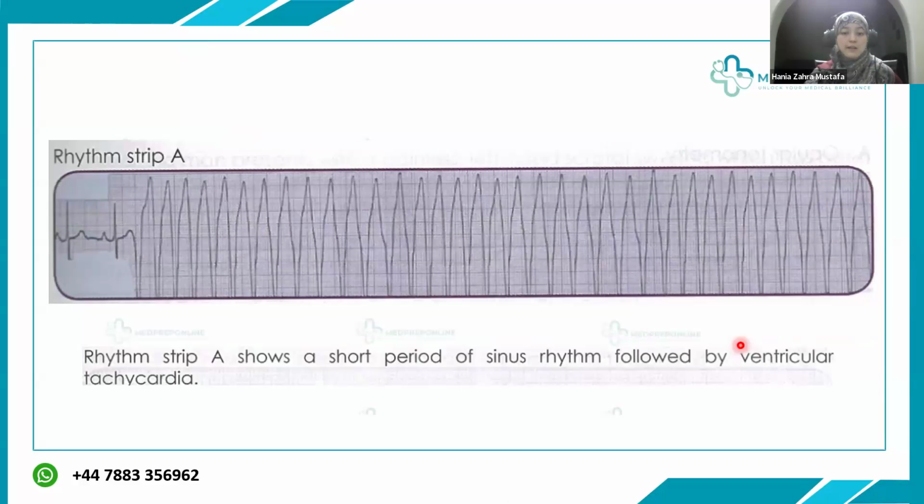Yes, you guys are right. This is ventricular tachycardia. There is a small, short period of sinus rhythm followed by ventricular tachycardia. You can see widening of QRS complexes and haphazard waves, and this is typical of ventricular tachycardia.